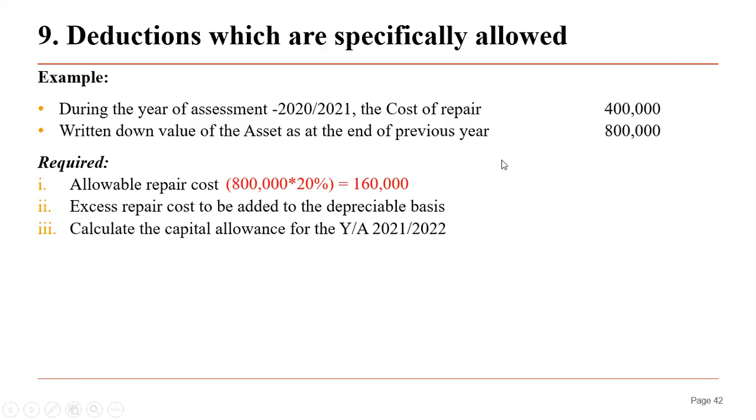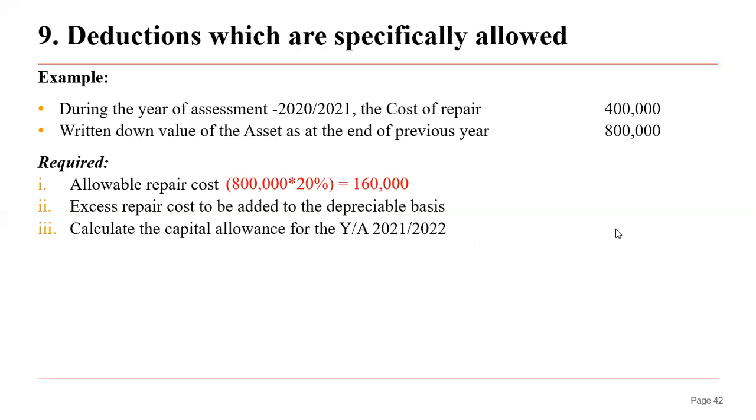Then the first one is how much? The first one: 800,000 is the WDV. It is not a class 4 asset, so 20%, then 160,000 is the allowable repair cost. You can't deduct the entire 400,000. You need to allow only 160,000.